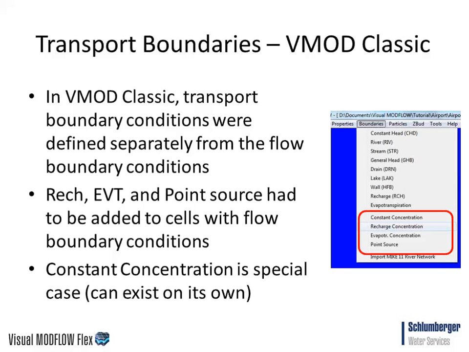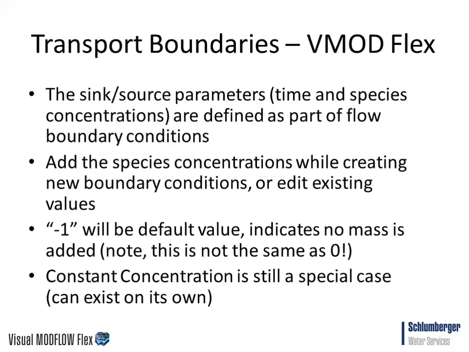Just in general, since the sink sources are typically added to flow boundary conditions, it was really unnecessary to have to redigitize those cell geometries on top of existing flow boundary conditions. In most cases, those time schedules for the transport boundaries are consistent with what's being used in the flow model. Having said that, you can define different time periods for the transport boundaries in VMod Flex. So for that reason, we decided to merge the parameters from the sink source boundaries into the existing flow boundary conditions.